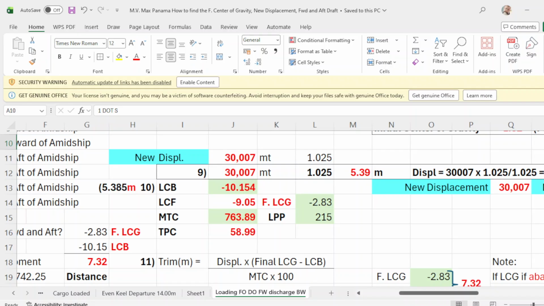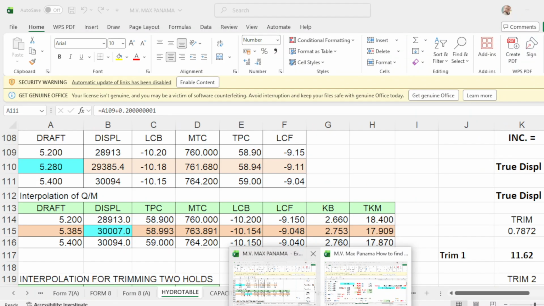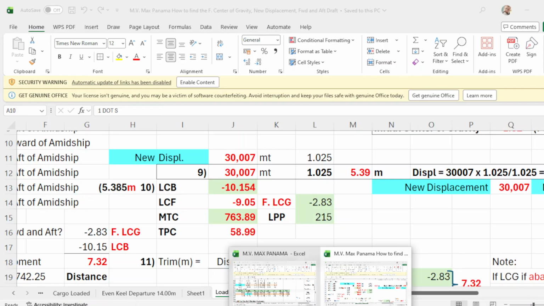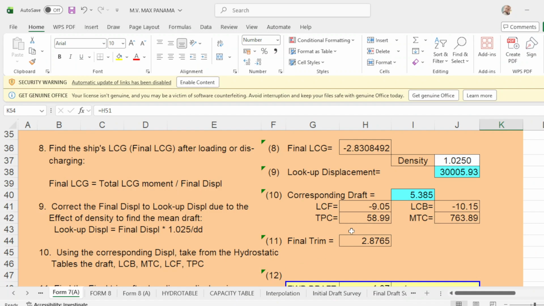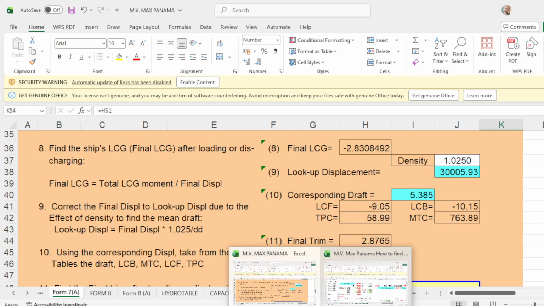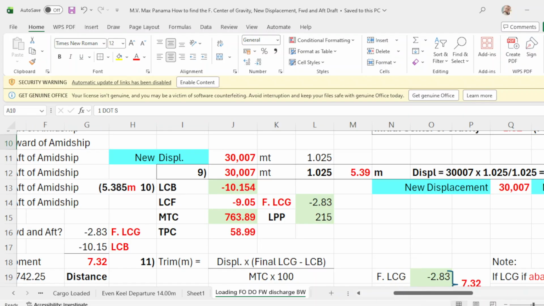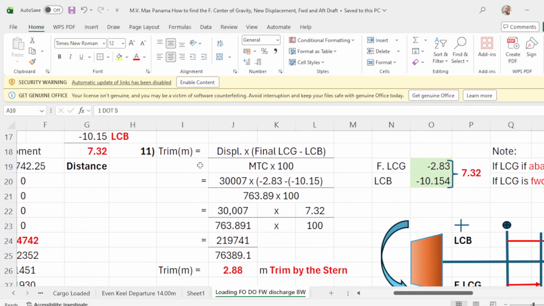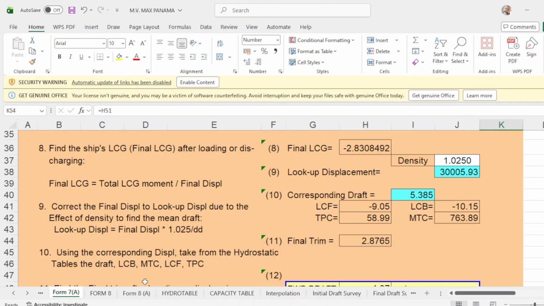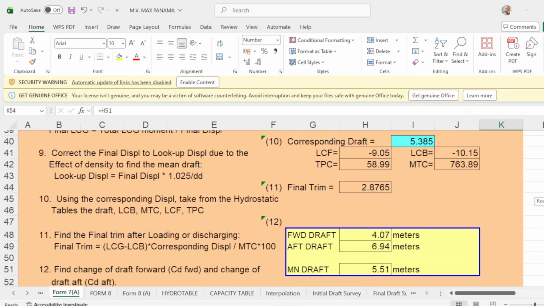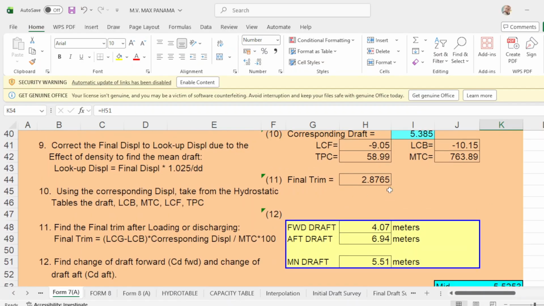Okay, it should be number 10. This one, number 10. I got here number 10. It's my number 10. Okay, then we go to 11. Find the trim. 11, it says here trim. Go to 11, which is the final trim.